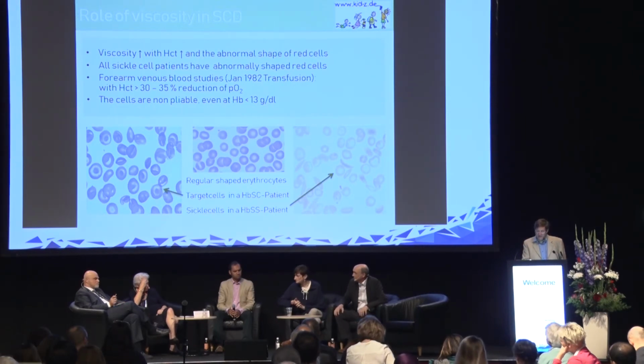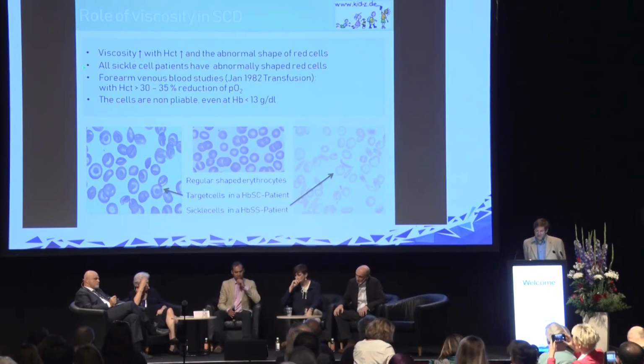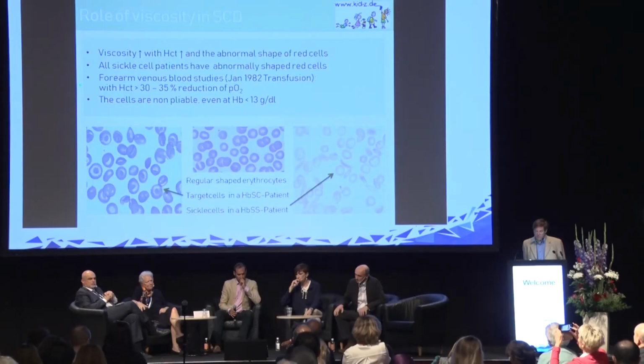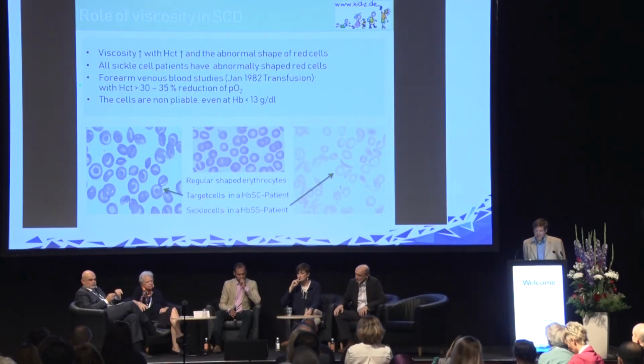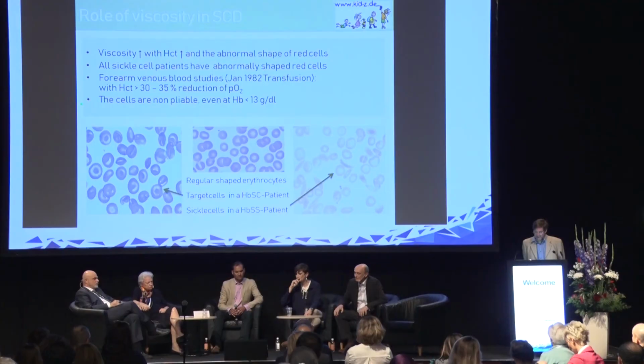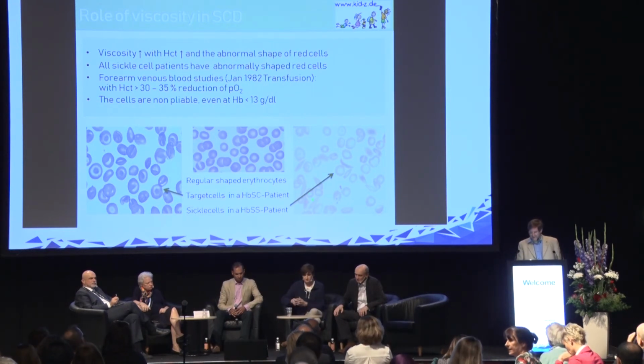You know, viscosity is the main problem of sickle cell disease. And viscosity just rises with hemoglobin content. And of course, the abnormal shape of the cells. All sickle cell patients have abnormally shaped red cells. But there was a study in 1982 measuring the oxygen saturation in the forearm, and that shows that with a hemoglobin over 10 grams per deciliter in sickle cell patients, the saturation of oxygen is reduced. So that means these patients are endangered by a crisis encountering oxygen depletion. You see the typical picture of SC disease, and you see in contrast the typical picture of an HbSS patient.